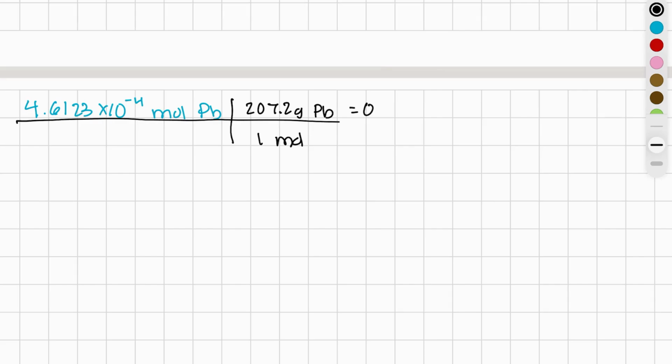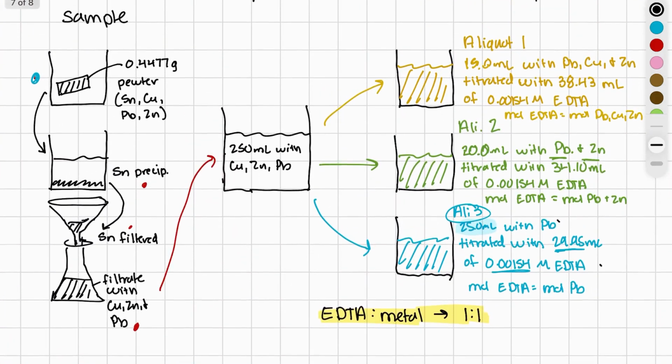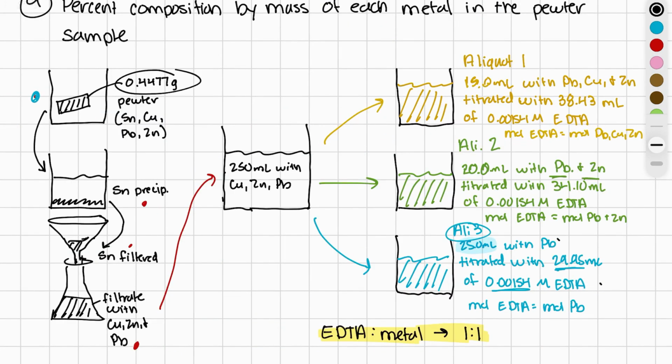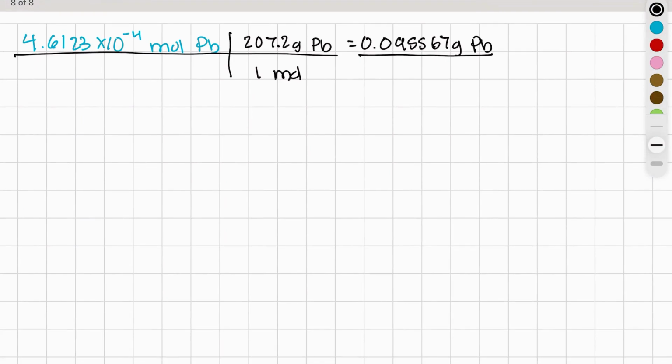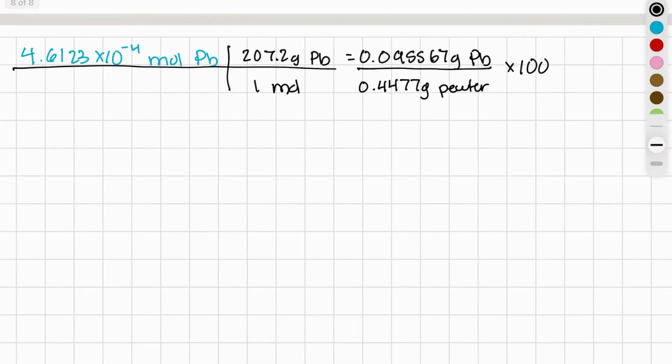And this is going to tell me that I have 0.095567 grams of lead. And if I divide that by the total mass we started with, so this value right here, 0.4477 of pewter, times 100, this is going to tell me that I have 21.35% lead. Okay, that is one of them already found. Now we can do the next two.